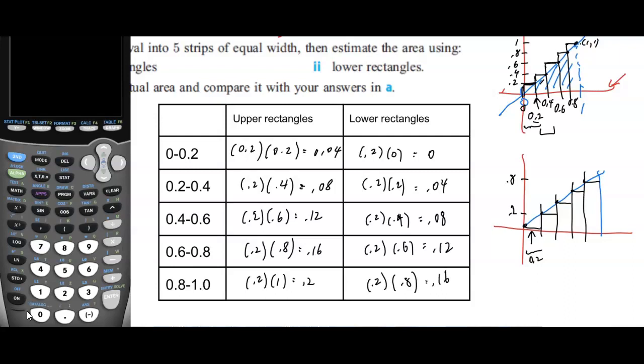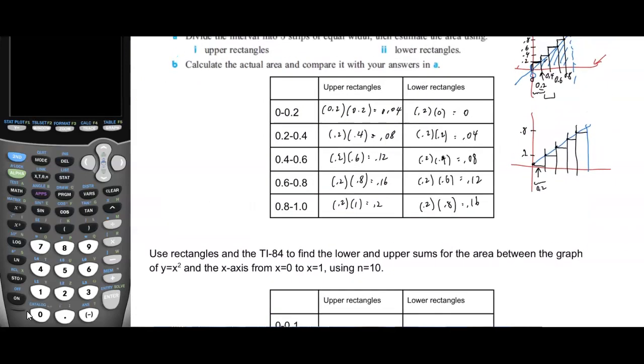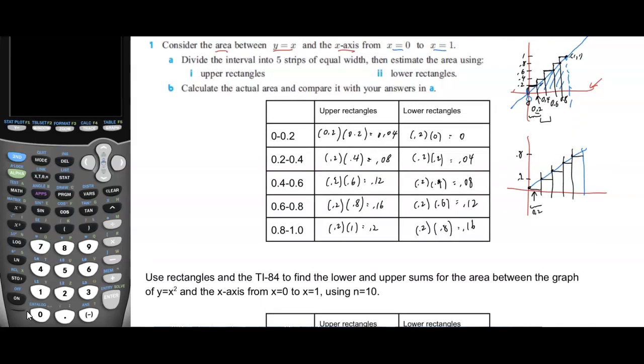I'm just going to show you so that you can learn something about your calculator, how you would do it using the sigma function on the calculator. So what you're going to do is use the pattern that you see here for the widths and the lengths. Let's see how we're going to do the upper rectangles. We're going to use the sigma notation, which is basically saying sum up everything that is in these left boxes. So you're going to sum up 5 numbers, which are 0.04, 0.08, 0.12. How are we going to generate the numbers? We're going to generate them using this pattern.